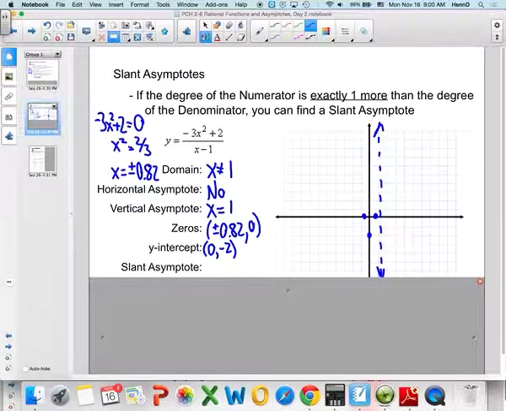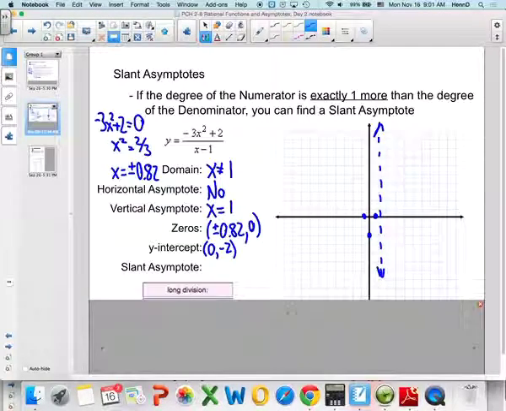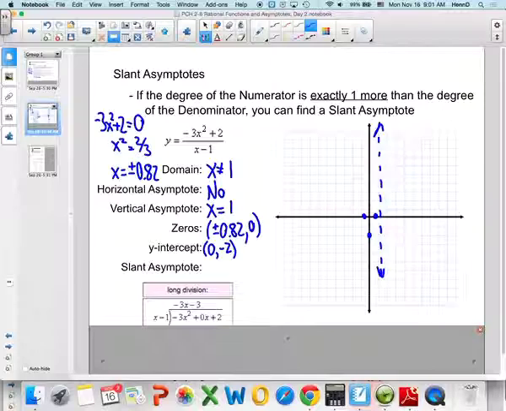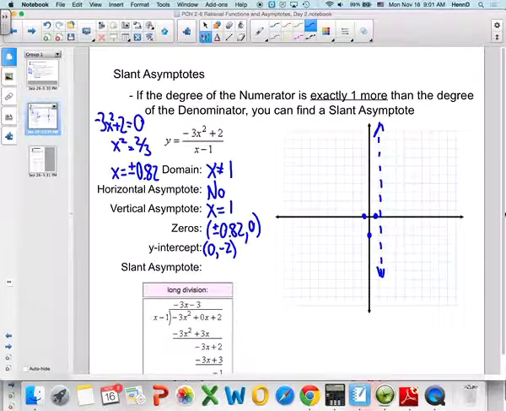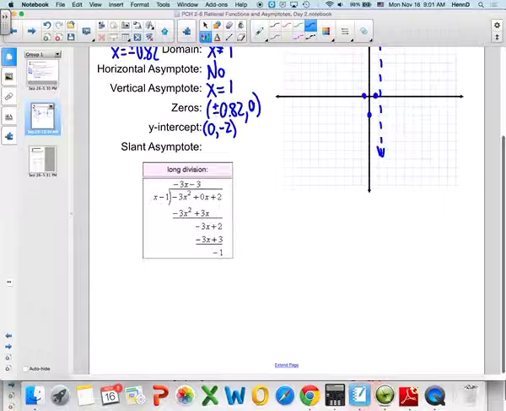Now we have this idea of the slant asymptote. Because the degree of the numerator is exactly 1 more than the degree of the denominator, we can find a slant asymptote by using polynomial long division. Now, let's look at how this works, okay? You guys know how to do the long division. I actually have all the work shown here for us. So here's the work on the polynomial long division.